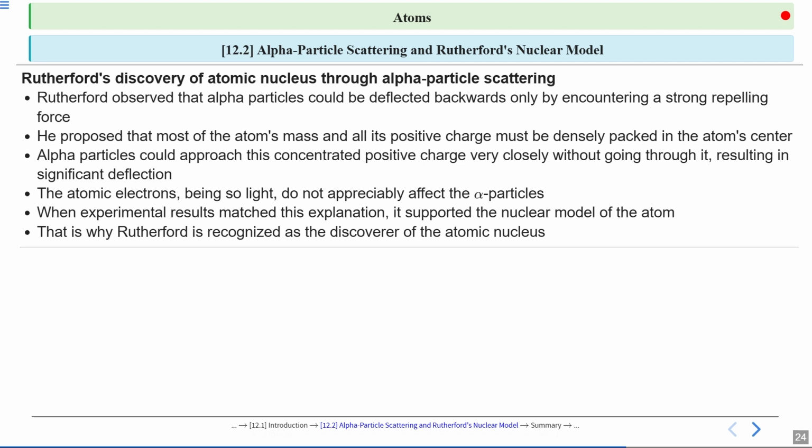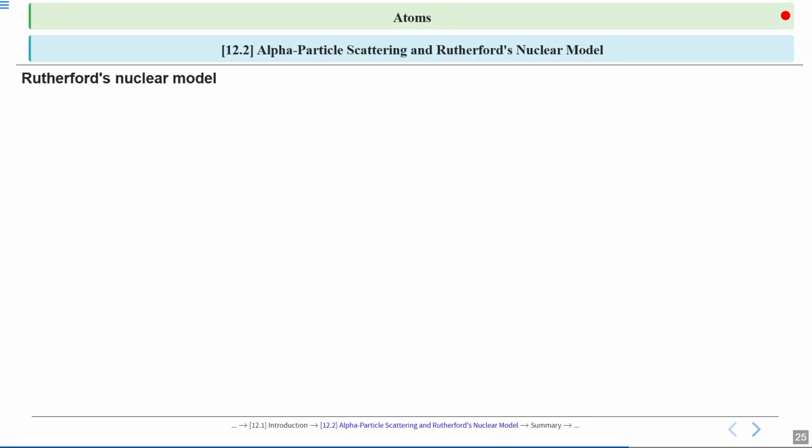So Rutherford's work led to the discovery of the atomic nucleus. His experiment changed the way we think about atoms and laid the foundation for modern nuclear physics.